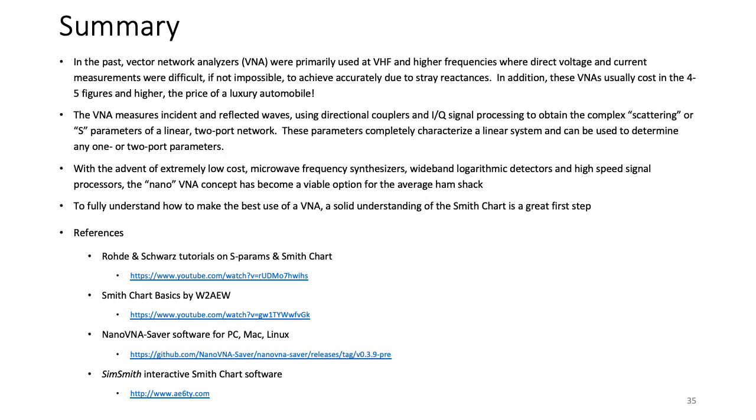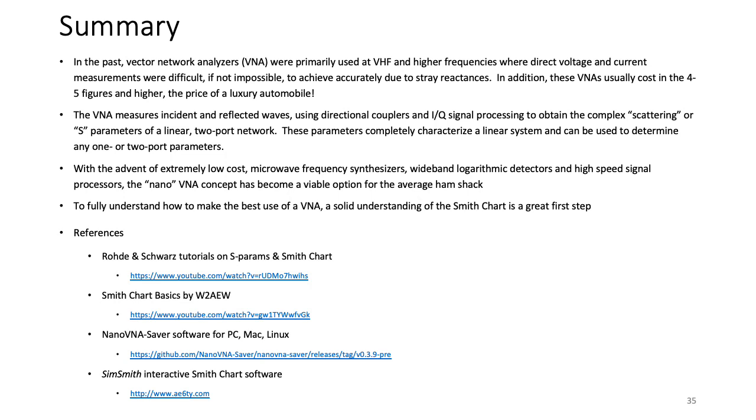such as the audio processor that's used inside the NanoVNA, the NanoVNA concept has become a viable option for the average ham shack. But to fully understand and make the best use of the VNA, a solid understanding of the Smith chart is a great first step. And I've got some references here for you. There's a very nice tutorial on Smith charts by both Rohde and Schwarz and also W2AEW.